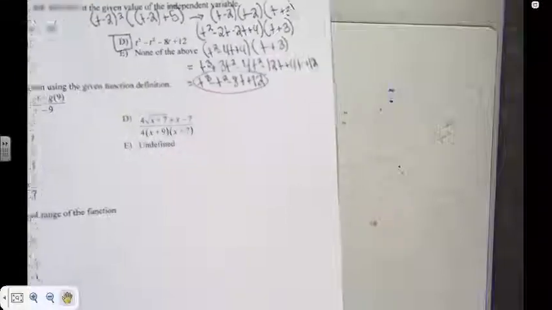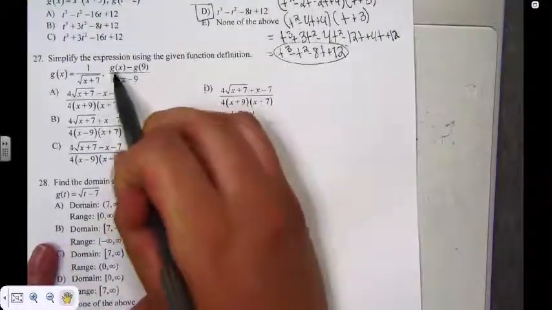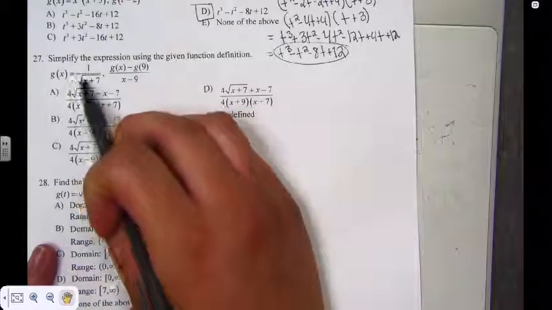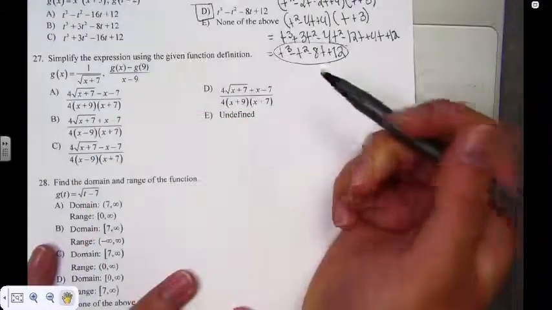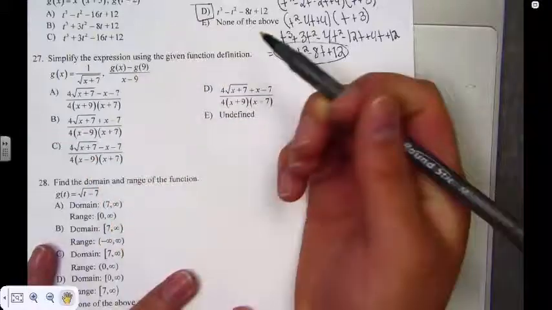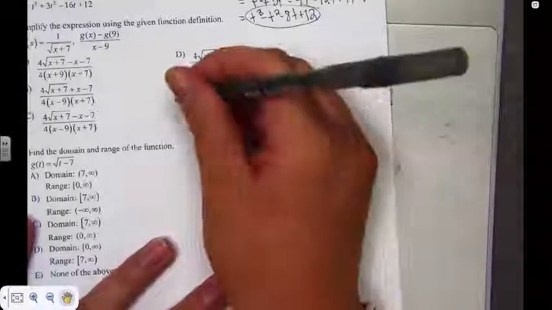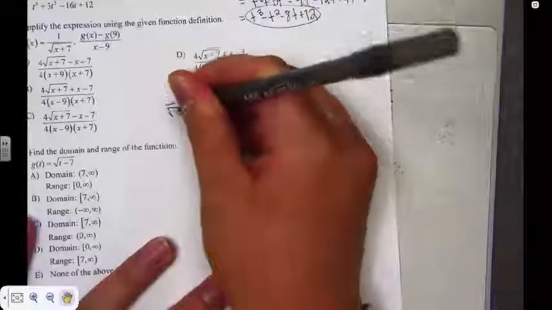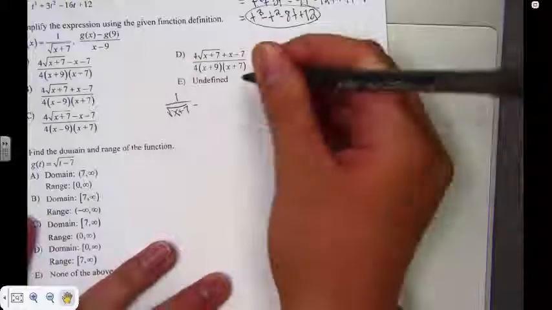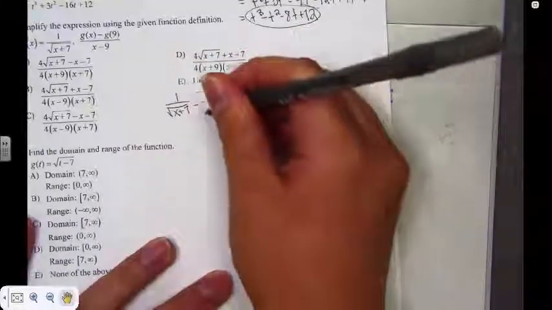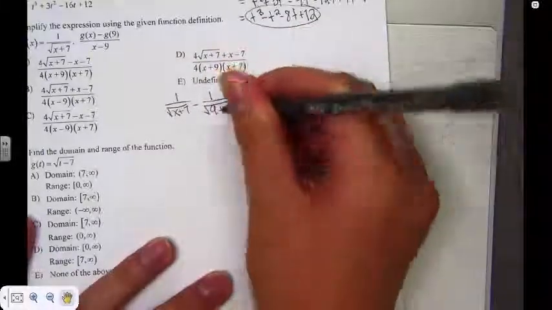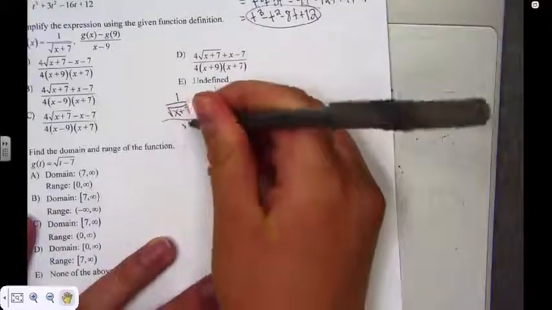And then for 27, we have g. For the g of x, you just plug in the function that they give you. And then for g of 9, that means to plug in the function and plug in 9 for the x value. So you'd have 1 over the square root of x plus 7 minus g of 9, which is 1 over 9 plus 7. And then divided by x minus 9.